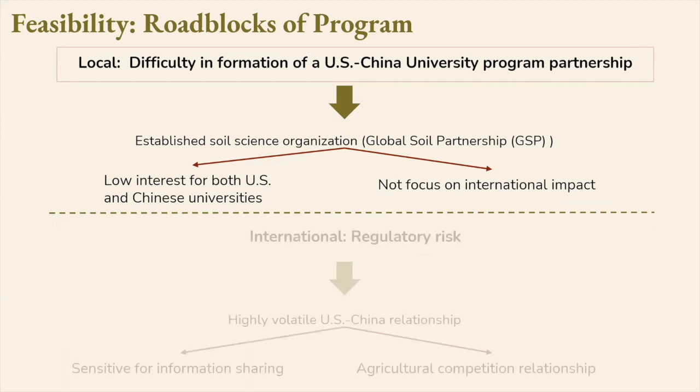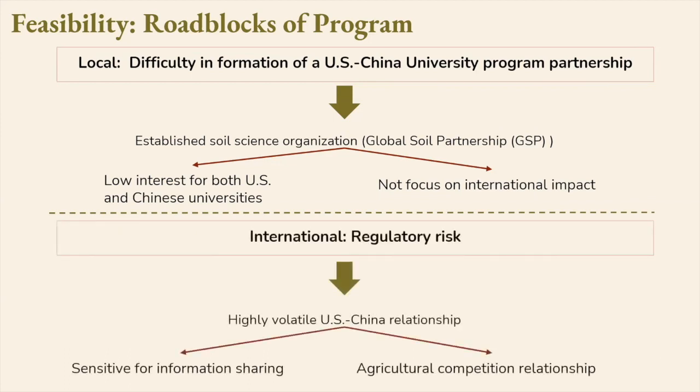Then for the internationally, we have the regulatory risk because of the highly volatile US and China relationship, and we mainly focus on two parts. The first part is both nations are sensitive for information sharing, such as the cutting edge technology information like AI, cryptocurrency, or the pharmacy. And the other one is the agriculture competition relationship between US and China may become a roadblock for us.